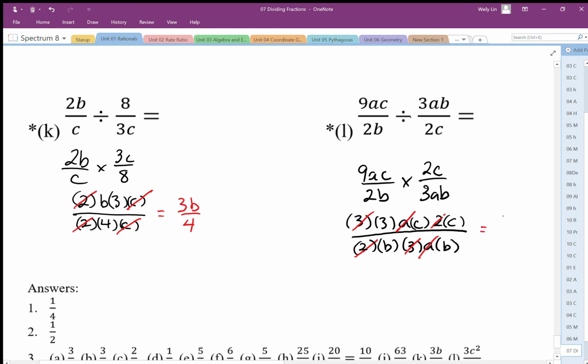So I'm just going to write this as times 3 times c means I'm going to do c squared. C times c is c squared. And then on the bottom, I'm going to do times b times b. Well, that's b times b is b squared, so we'll write it like that. There's no more common factors, so there's my final answer.